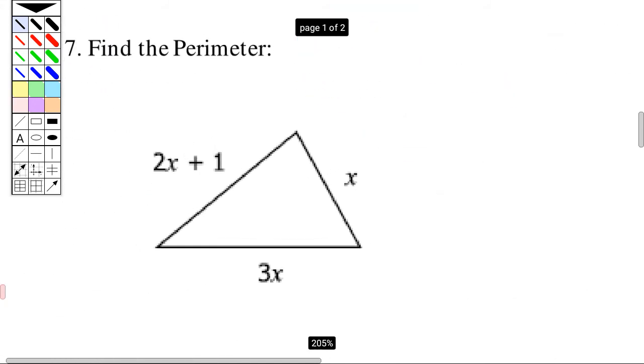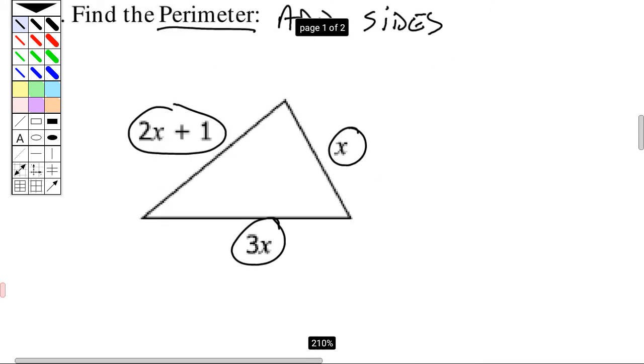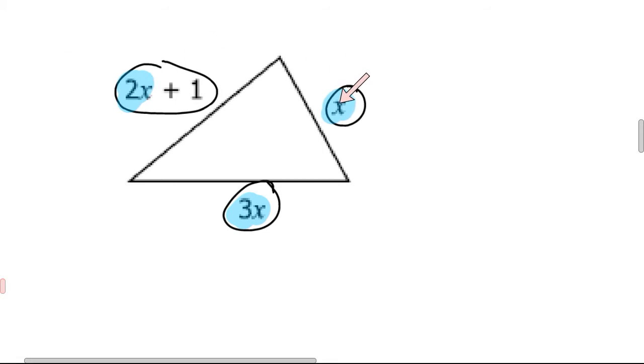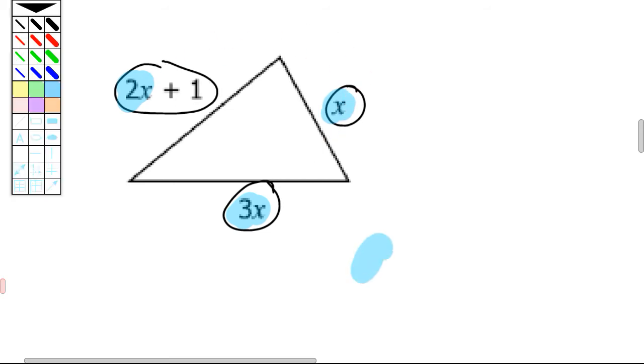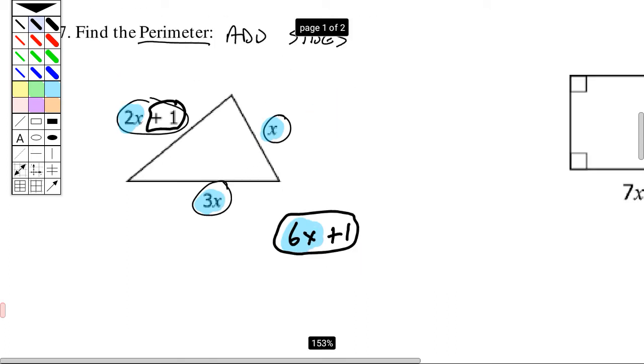Find the perimeter. Remember, to find perimeter of a shape, you're adding all the sides. So I've got this plus this plus this. Well, let's combine like terms. 2x plus an x plus a 3x. Well, 2 plus one of them makes 3. 3 plus 3 more. What's that going to make? 3 plus 3 makes 6x. And how about any constants? Well, just this positive 1. So 6x plus 1. So that would be the entire perimeter.